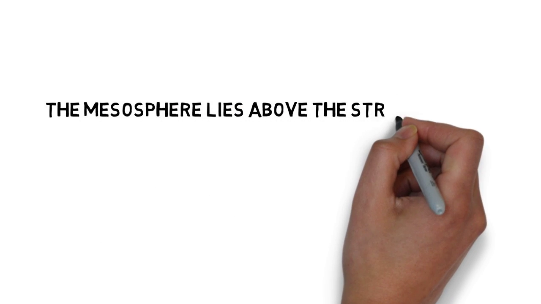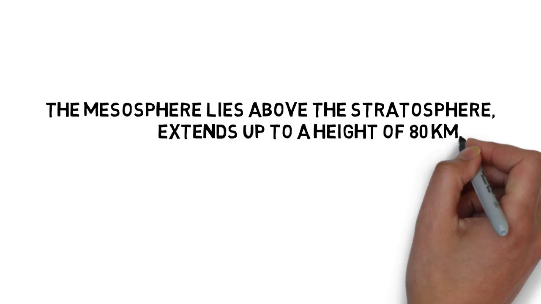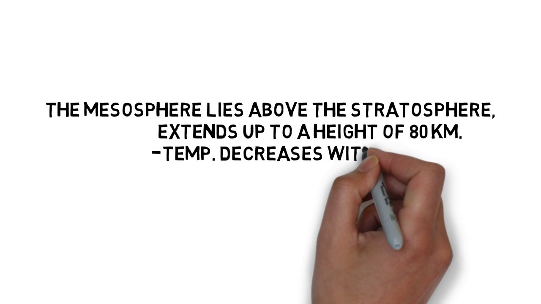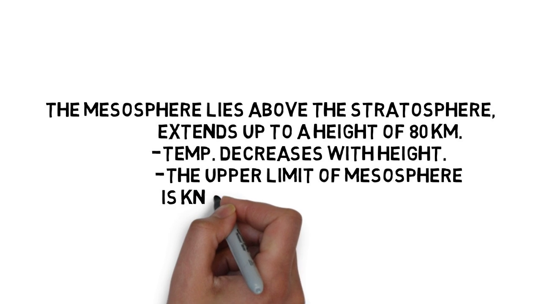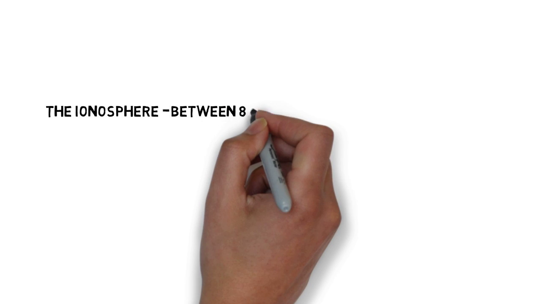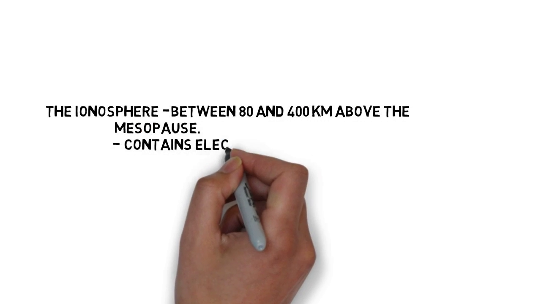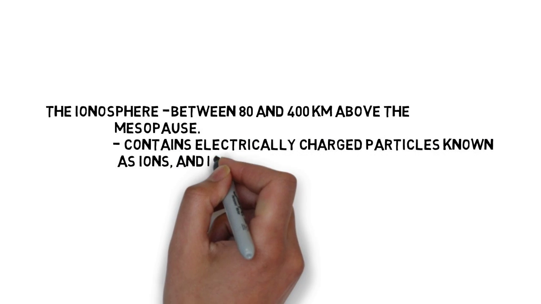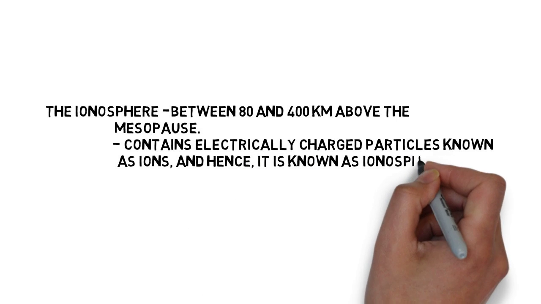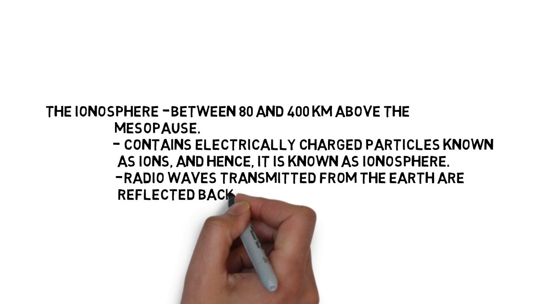Above the stratosphere we have the mesosphere, which extends up to a height of 80 km. Here again temperature decreases with height. The upper limit of the mesosphere is known as the mesopause. After this mesopause, the layer ionosphere starts, which extends between 80 and 400 km above the mesopause. It contains electrically charged particles known as ions, and hence it is known as the ionosphere. Radio waves transmitted from the earth are reflected back to the earth by this layer.